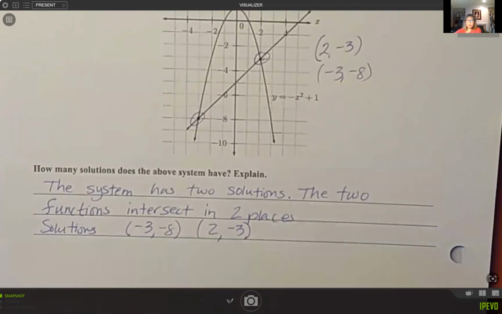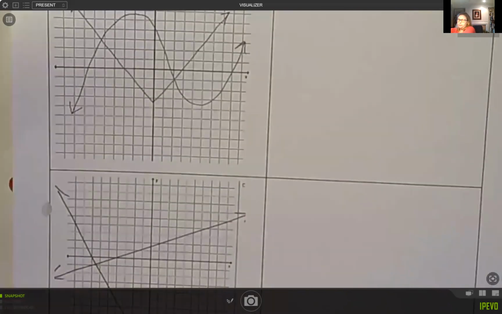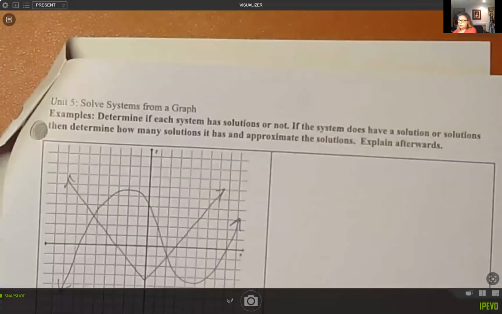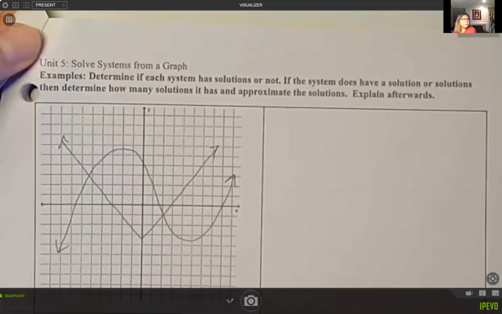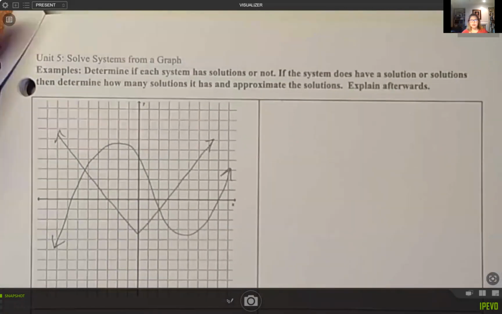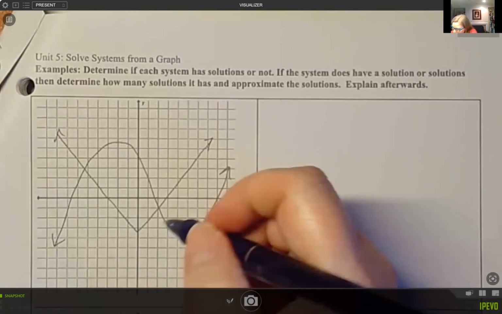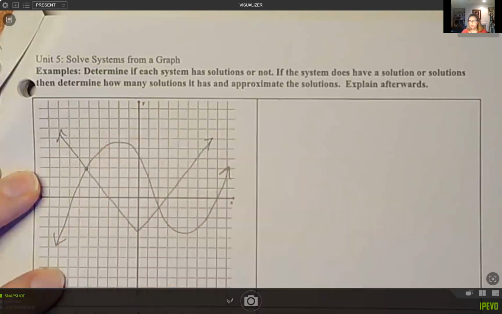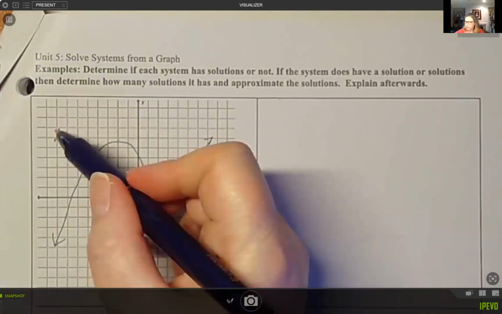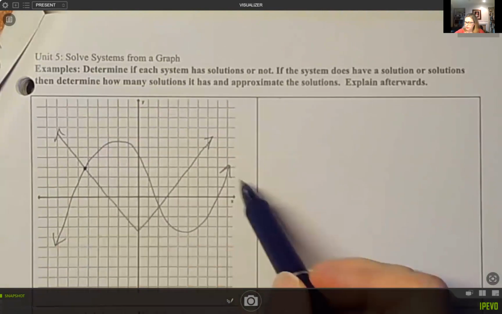All right, let's head over to page 2. Next we are asked to determine if each system has solutions or not. If the system does have a solution or solutions, then determine how many solutions it has and approximate the solutions. So here, we have two functions graphed, and they intersect in two places.